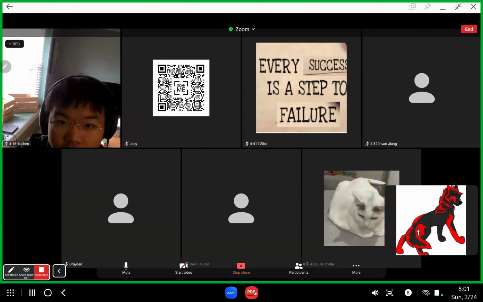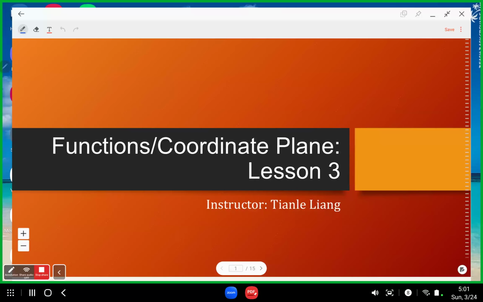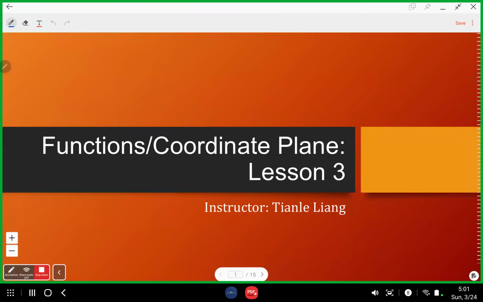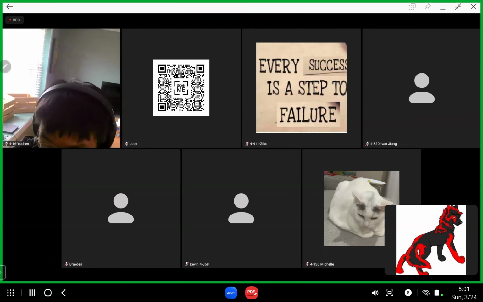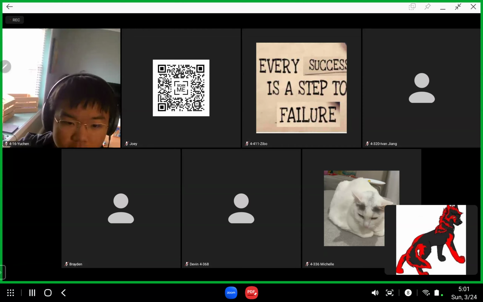So today is probably the last class of functions and coordinate plane. We've been working on it the past 2 lessons, going over slope, x-intercept, y-intercept. That's what we did last time. We did the distance formula and the midpoint formula. Today we will be building up on that and finally be able to write the equations of lines.